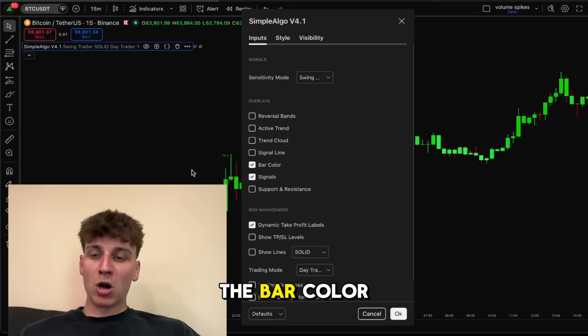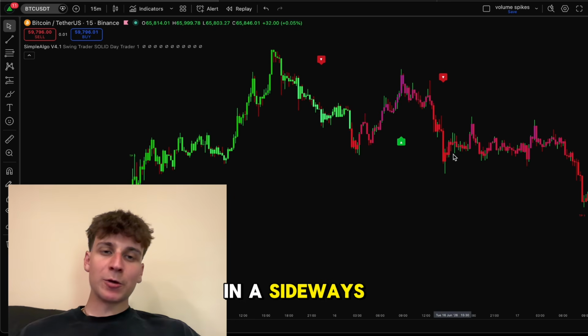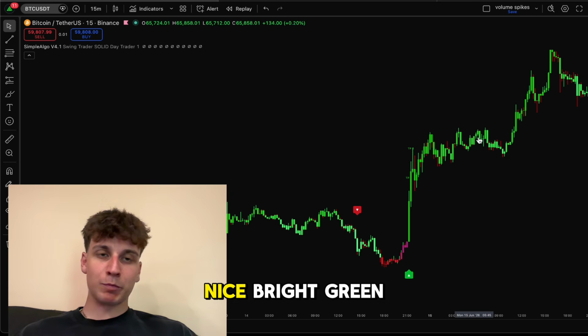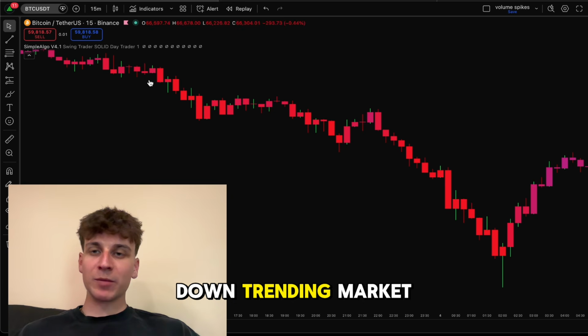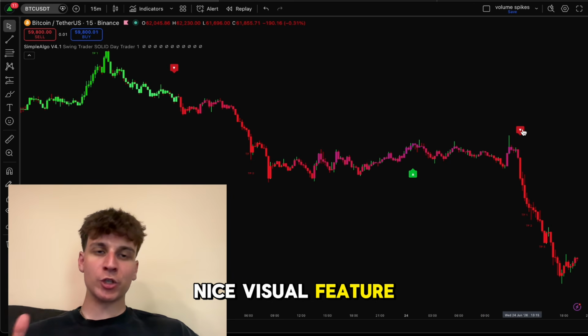Then we have the bar color tool, which I always leave on. It's very simple. In a sideways market, it's going to be purplish red. In an uptrending market, it's going to be a nice bright green. And in a downtrending market, it's going to be a bright red. It's just a nice visual feature to have on your chart.